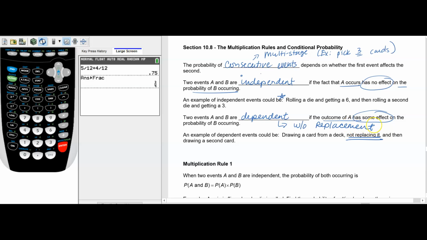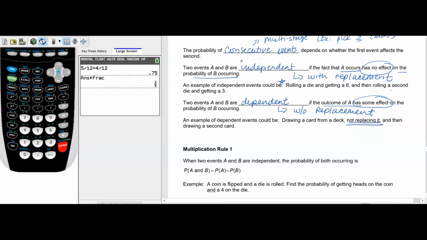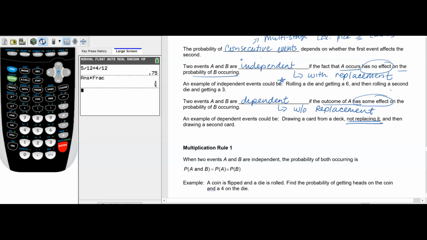we say those are dependent events. If the problem says with replacement, meaning you replace the card or the ball or whatever you're taking out, then the events are independent, since we're basically getting the experiment back to normal before we do that second pick.